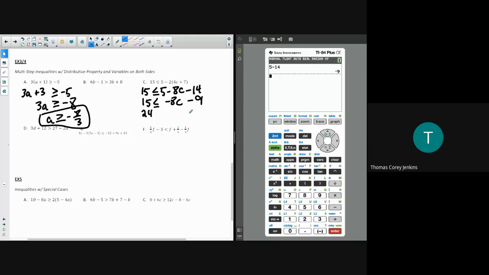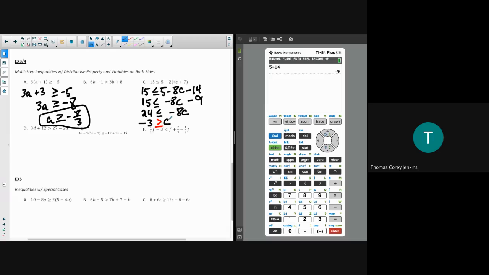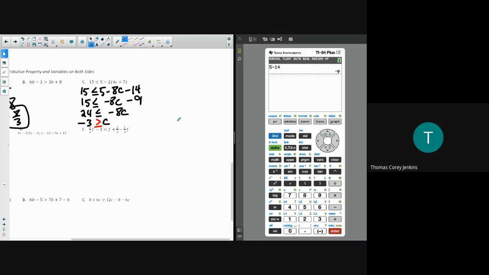Now we divide by negative. As soon as I hear negative, I flip before I think about anything else. Now we worry about the math. So 24 over -8 would be -3. And then obviously -8c over -8 is just c. So we could enter it that way: -3 is greater than or equal to c, but we need to understand that that also means c is less than or equal to -3.